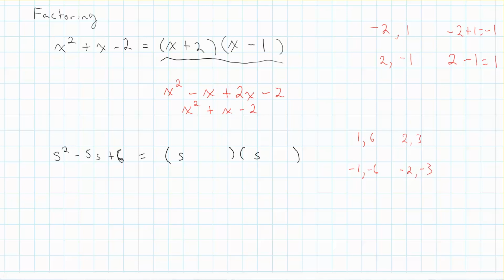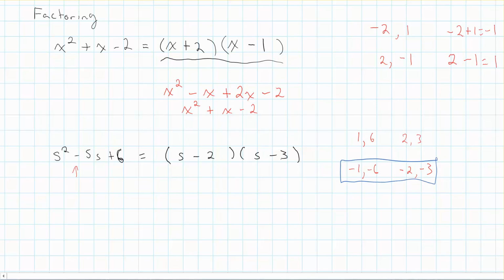Now, how do we know which one to use here? Well, first off, notice here that we have a negative. And because it's a negative there, that means we have to have one of these options with negative numbers, because this is what's going to get me my outside and inside terms. Now, again, we just kind of do the same game here. Well, negative 1 plus negative 6 is negative 7. Well, that's clearly not negative 5. Negative 2 plus negative 3 is, of course, negative 5. So this would factor to s minus 2, s minus 3.